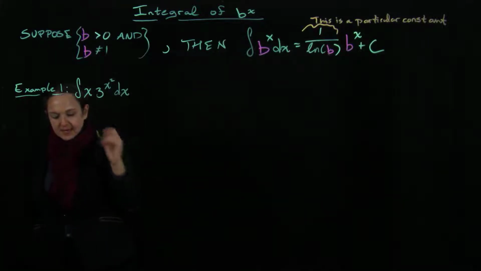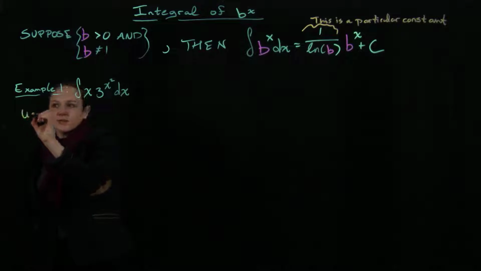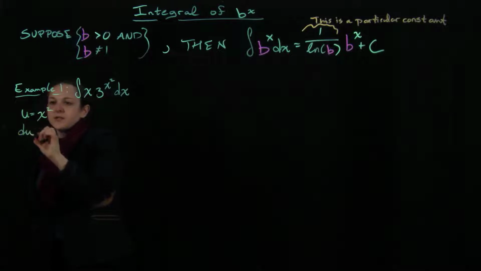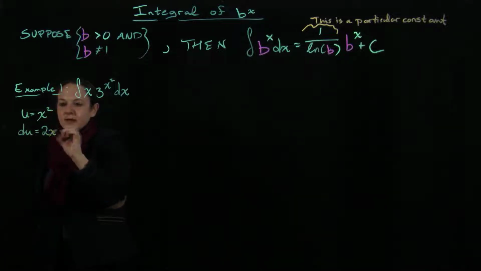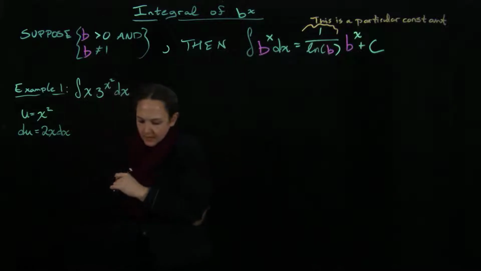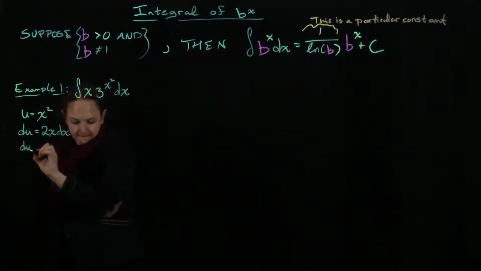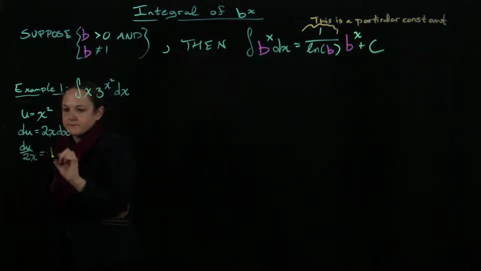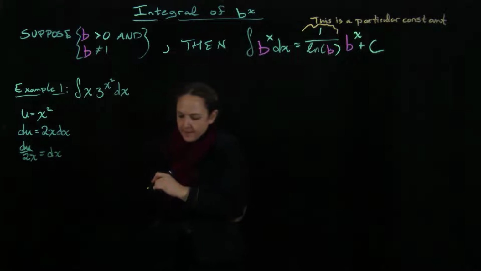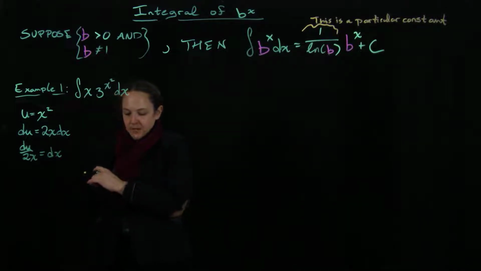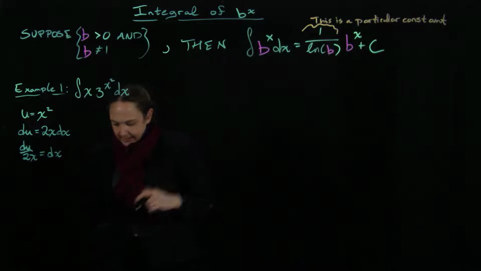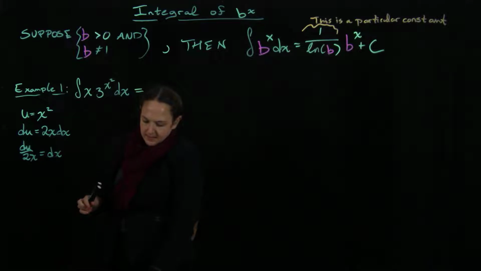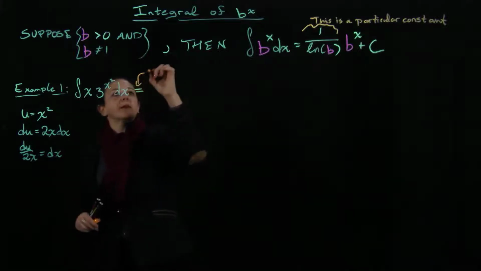For my substitution, I'm going to take u equals x squared. Then for du, I have to take the derivative of this, so I have 2x dx. And then du over 2x is going to equal dx. Now I can go ahead and substitute everything in. I'm going to substitute in u equals x squared.